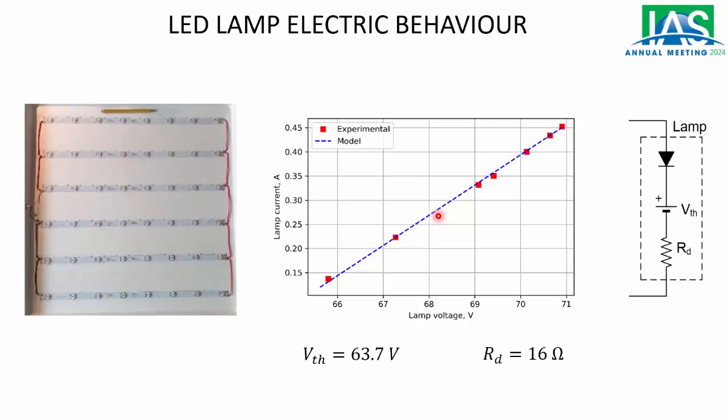And from this we can get the threshold voltage, 63.7 volts, and the dynamic resistance or the series resistance of our LED lamp, which in this case is 16 ohms. So this is the model that we have for this lamp, and then we can use this lamp to design the converters. Let's see how to do this in the next slides.